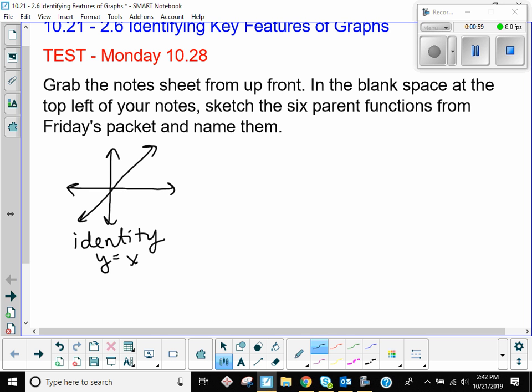After linear, that's degree 1. What does your packet call degree 2? Square. And what does that look like? Remember the name of the shape? Makes like a U. What's the mathy word for that? Starts with a P? Parabola.